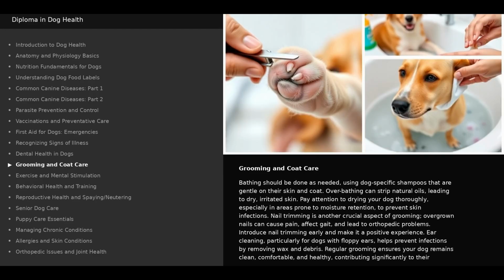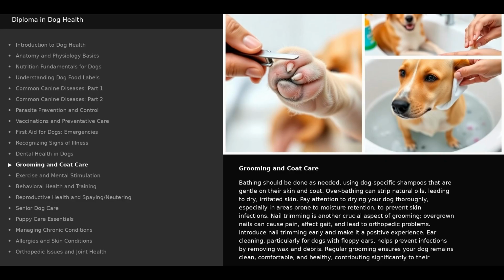Bathing should be done as needed, using dog-specific shampoos that are gentle on their skin and coat. Overbathing can strip natural oils, leading to dry, irritated skin. Pay attention to drying your dog thoroughly, especially in areas prone to moisture retention, to prevent skin infections.